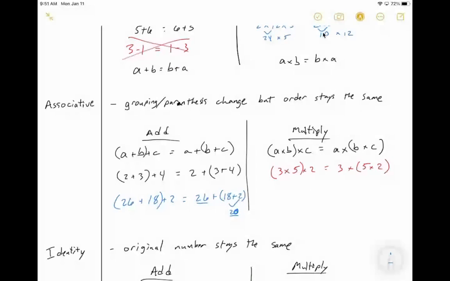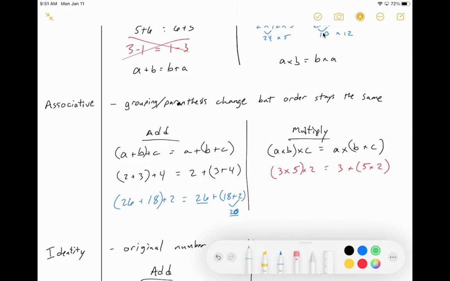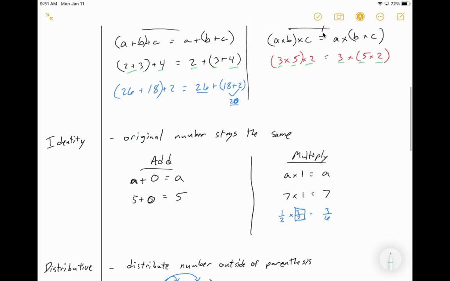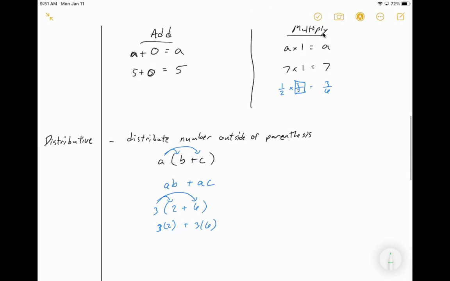So if I look at the numbers, this one says 2, 3, 4, and this one right here, 2, 3, 4. But what changed was the parentheses. This one, same order, 3, 5, 2, 3, 5, 2. But what changed was the parentheses. That's the associative. The identities, again, they just stay the same, right? And then the distributive property, we're going to spend more time on later. I just want to show you because it's going to help you for your IXL, right?